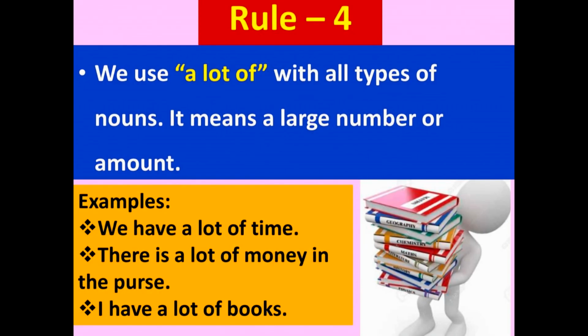Rule number 4. We use a lot of with all types of nouns. It means a large number or amount. Example sentences: we have a lot of time. There is a lot of money in the purse. I have a lot of books.